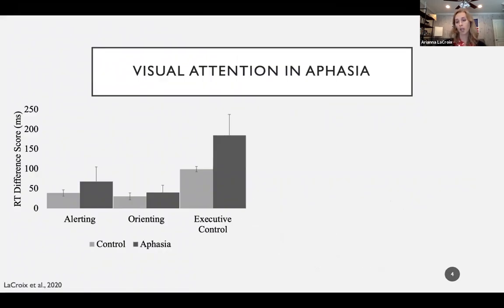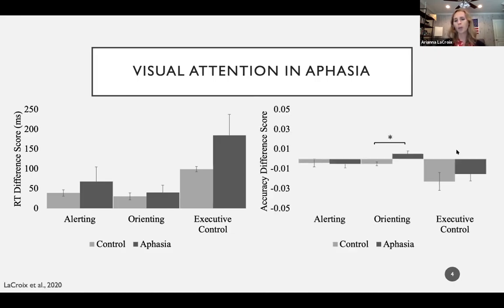And so when we run participants with aphasia and a match control group through this paradigm, here we're looking at reaction time, we see that there are no differences in terms of alerting, orienting, and executive control. Although there definitely is a trend here, but large variability. But when we look at accuracy, we see that they don't differ in terms of executive control or alerting attention, but we do see that the people with aphasia have poor orienting attention. So their ability to orient towards that spatial cue is poorer compared to the control group. And what's interesting here is that this is actually kind of in the unexpected direction. So people with aphasia are actually distracted by the spatial orienting cue compared to that center cue.